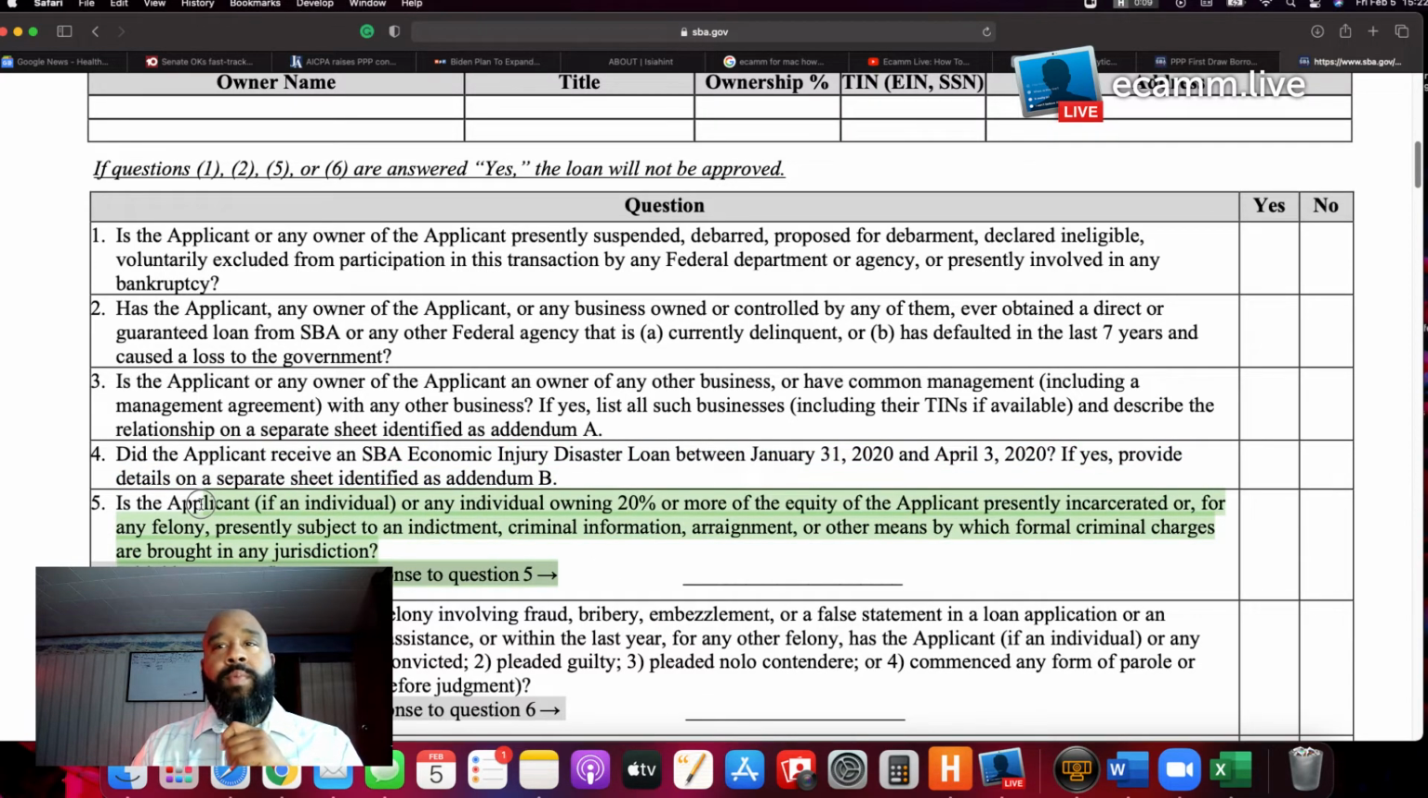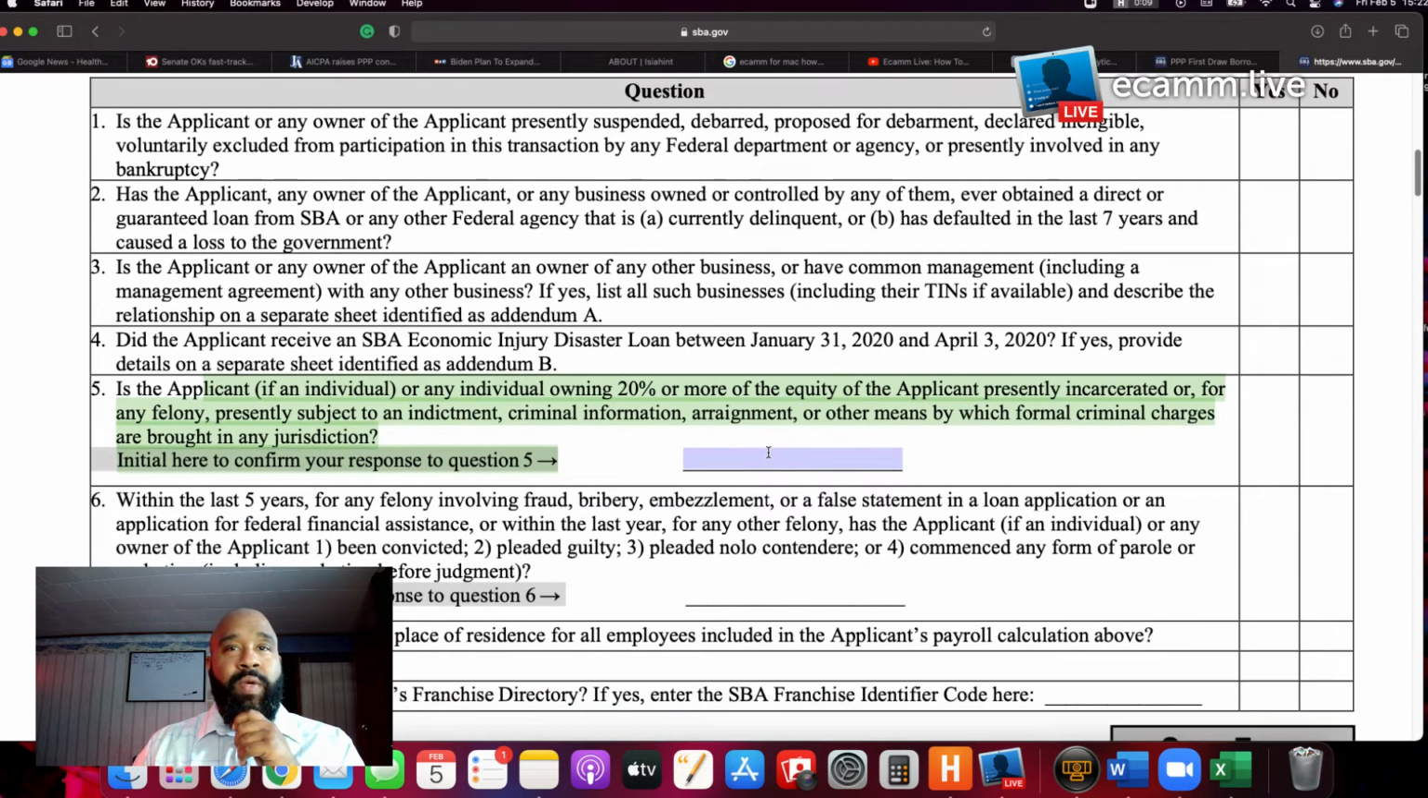Are any owners above 20% presently incarcerated for any felony, or presently subject to indictment, criminal information, arraignment, or other means by which formal criminal charges are brought? I guess you can guess why this is here. Initial here. So they're really making sure that you let them know that you are on the hook for this answer. All right, again, answer honestly. Within the last 5 years, have you been involved in a felony, fraud, bribery, embezzlement? Again, there was a lot of fraud involved with the PPP the first round. So this second round, they want to make sure.